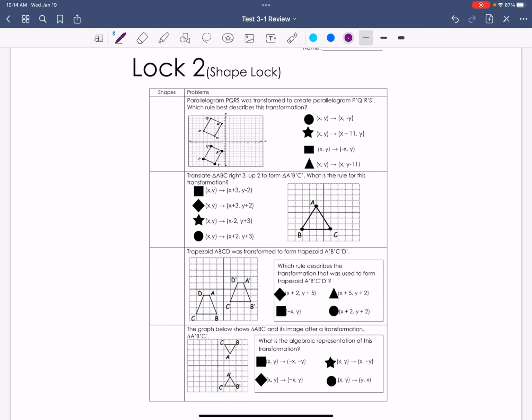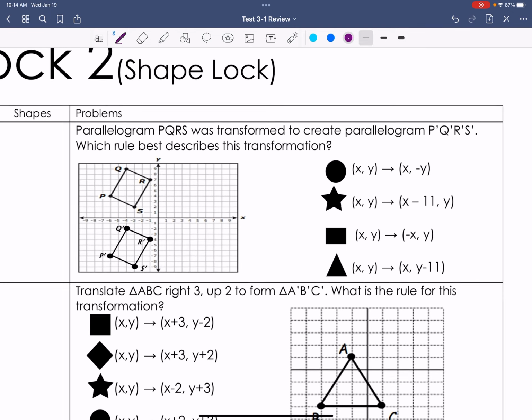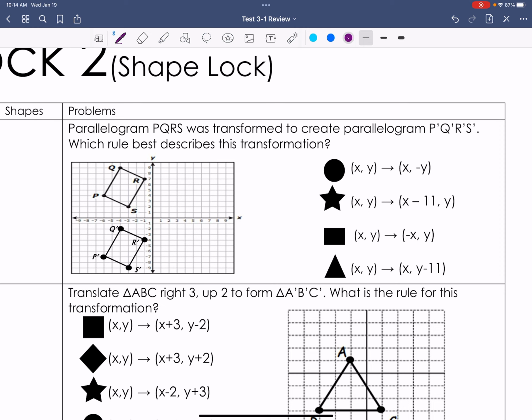Okay, so this is test 3-1 review. This is going to be Lock 2. So let's go ahead and look at our first problem. Now this lock is shapes. So looking at our first problem, it says parallelogram PQRS was transformed to create parallelogram PQRS prime. Which rule best describes the transformation?